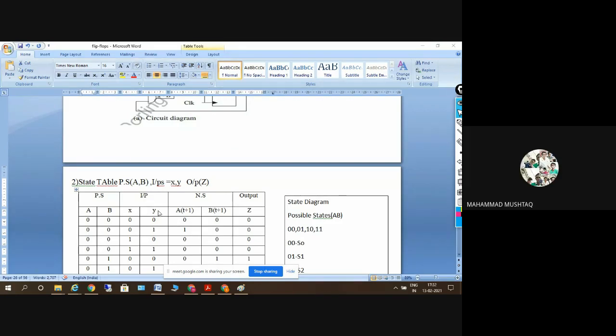Yeah, so this is with the D flip-flops. The next class we'll see with the JK flip-flops. Tomorrow morning or afternoon I'll be taking the class. So this is the D flip-flops kind of thing, so solve more and more problems. Next class we'll see the JK flip-flops and the T flip-flops, so that design part will be completed with that.